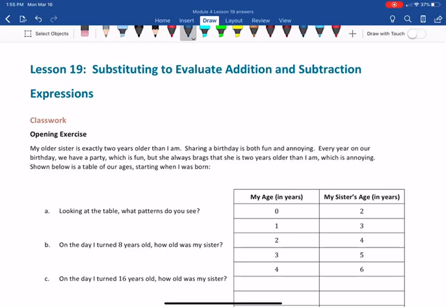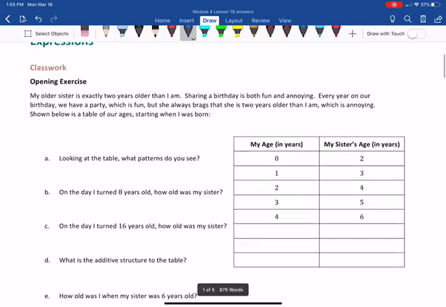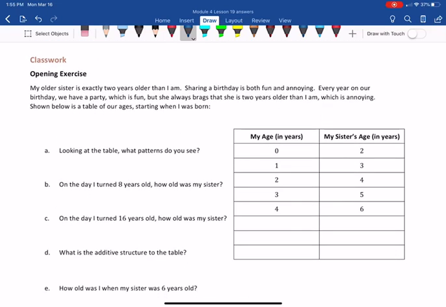Today we're going to do lesson 19, which is substituting to evaluate addition and subtraction expressions. So I'm going to go over a couple. I'm not going to do the whole entire lesson with you, but I want to be able to help you while you're working on this from home.